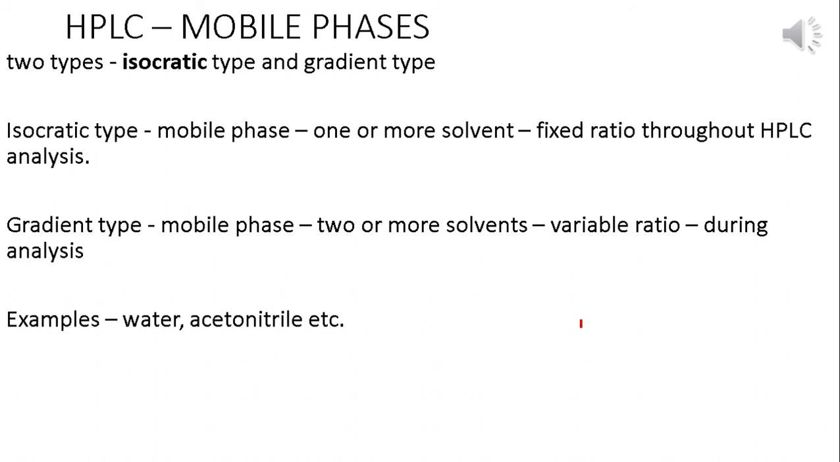Like that, if we need, we have to select it, and such type of work is called gradient type. Examples of different solvents are acetonitrile, water, etc. and other solvents also are there. We select the solvent depending upon the components of the mixture we are going to study.